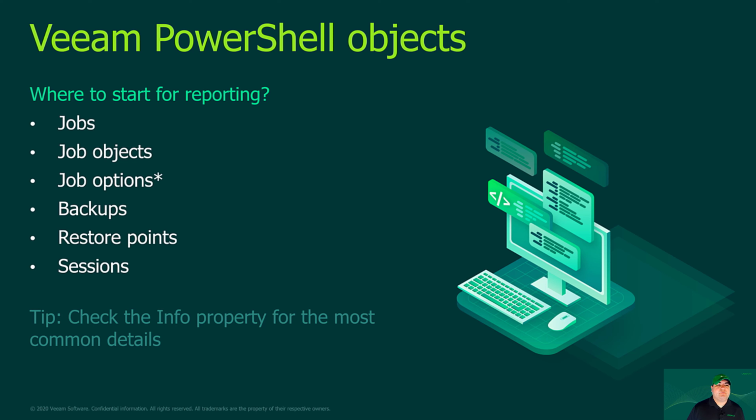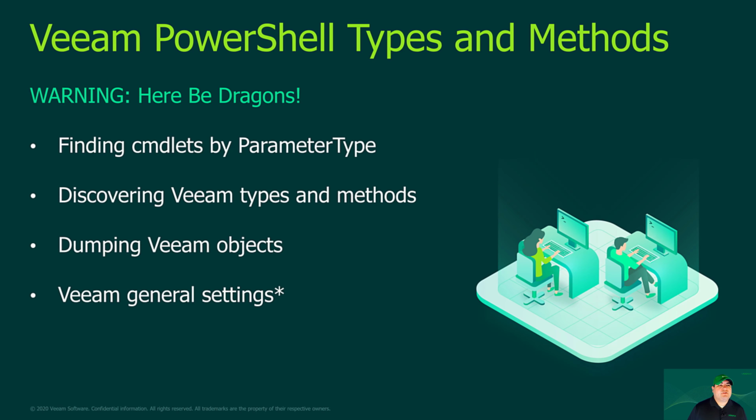When you're really trying to get some information out of Veeam, especially when you're trying to do things for reporting, to make it a little bit easier for yourself, start first with looking at the top-level info property for the most common details of just about any Veeam object. Now let's go ahead and dig into a few demos about the PowerShell types and methods.